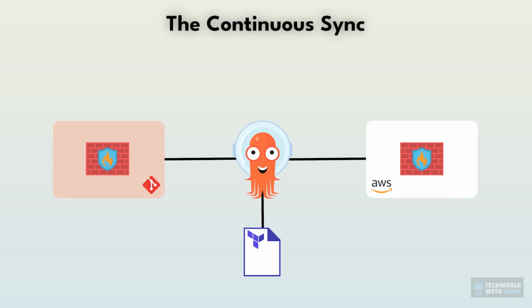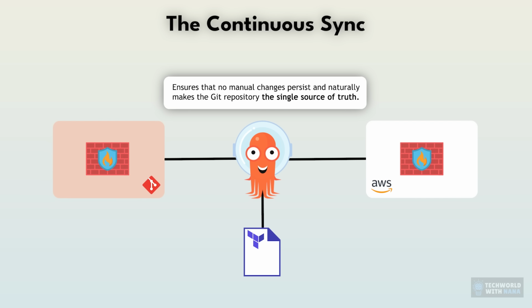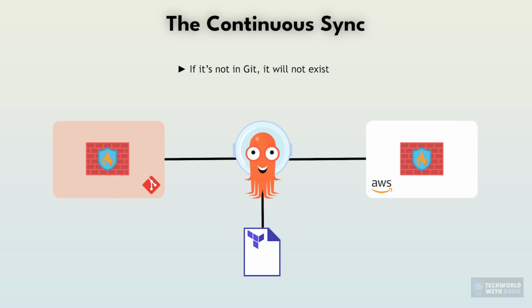And this way, it enforces that no manual changes persist, and it naturally means that the Git repository becomes the single source of truth. If it's not in Git, it will not exist. If someone makes a manual change, it gets reverted to what's in Git.